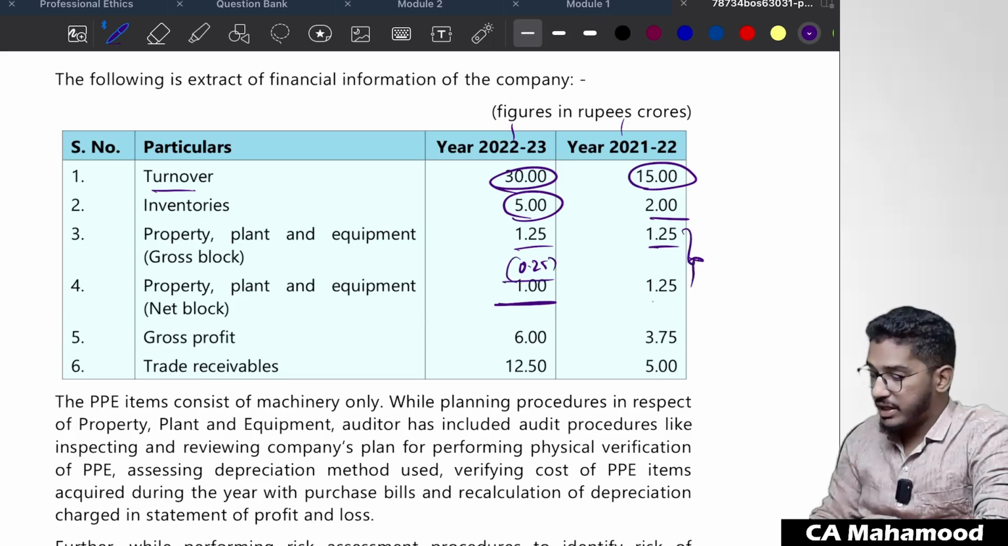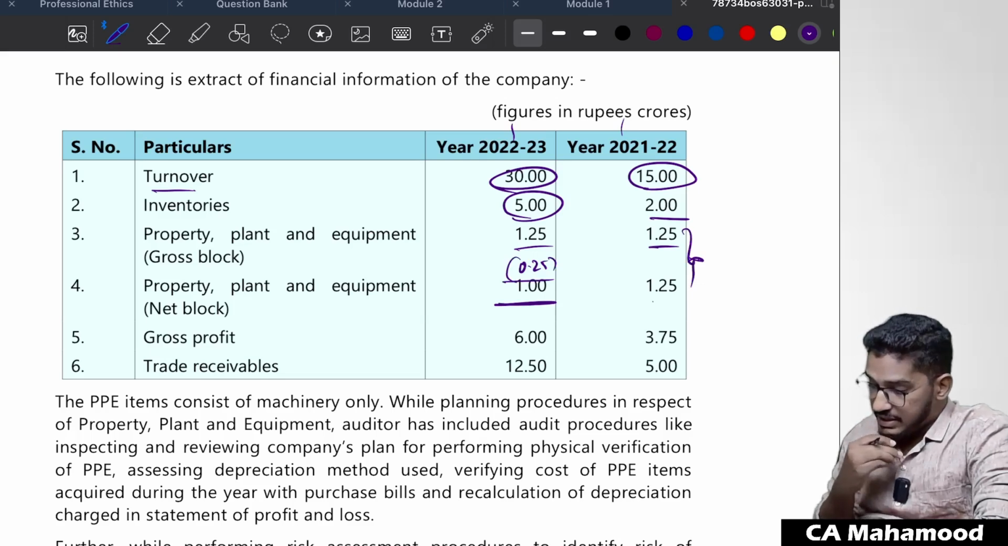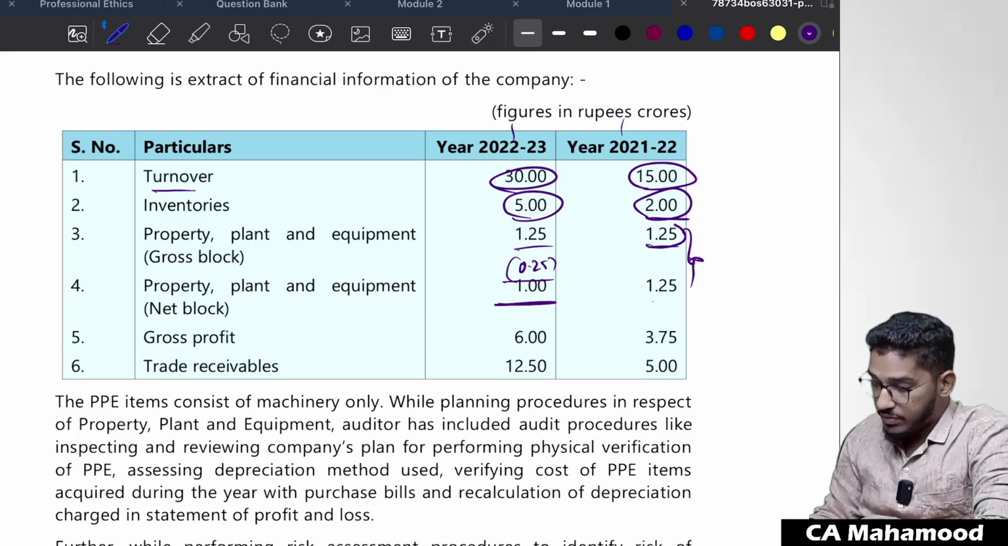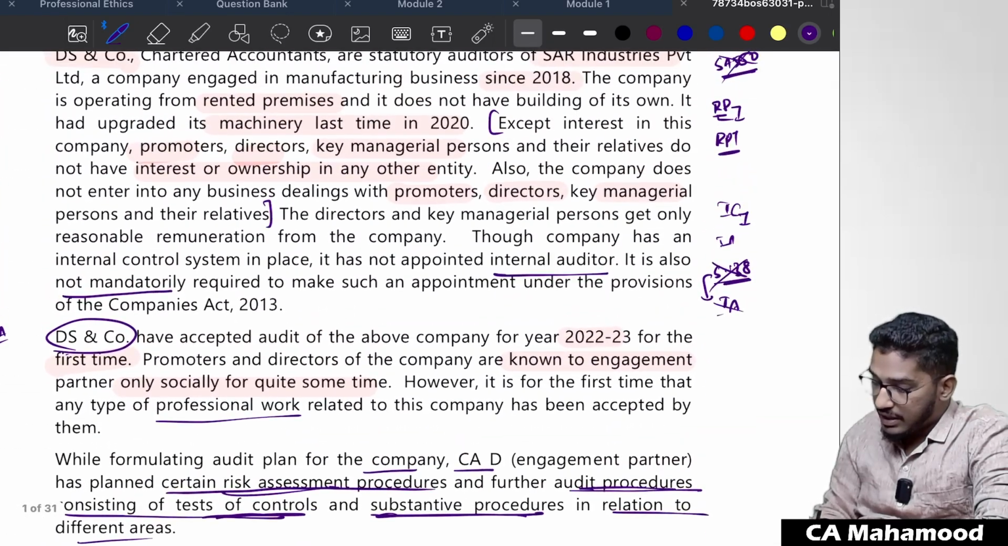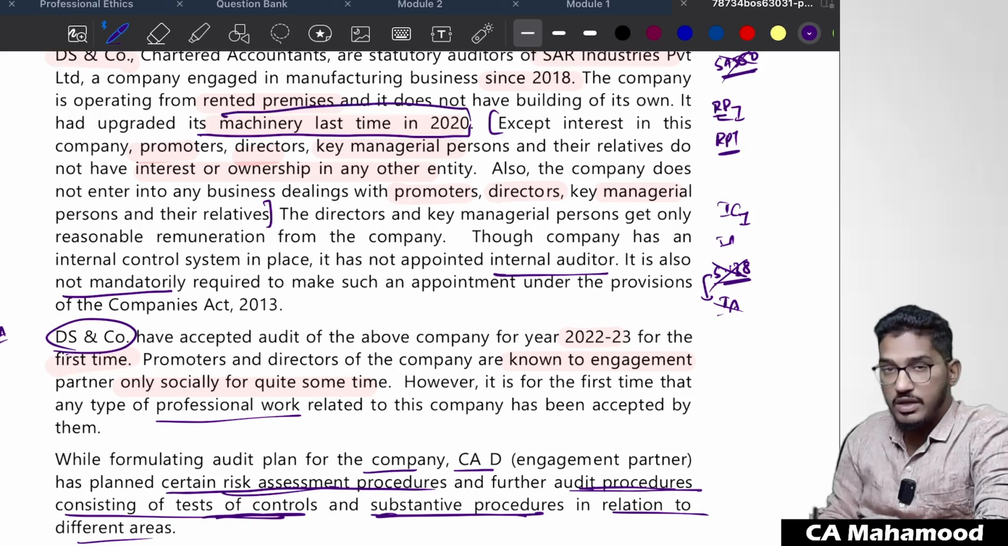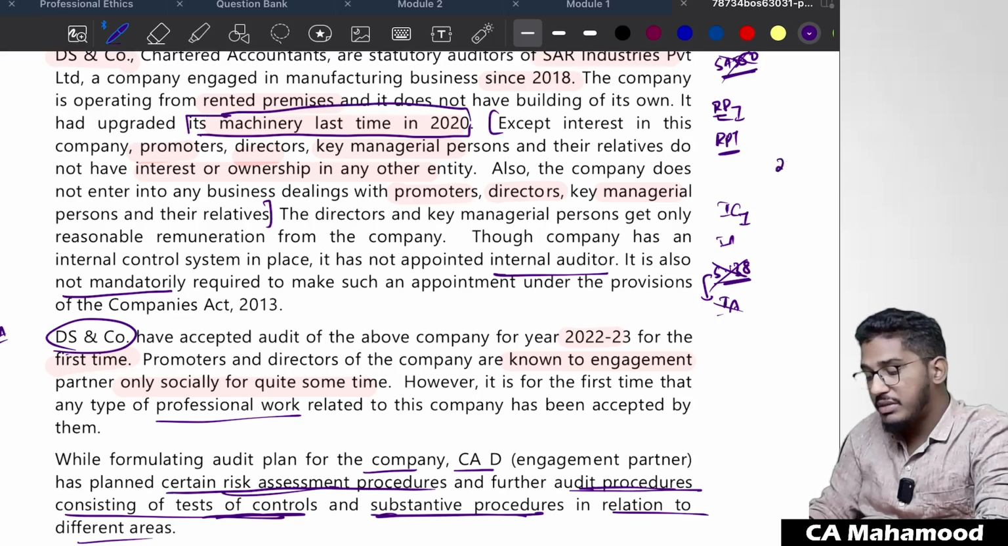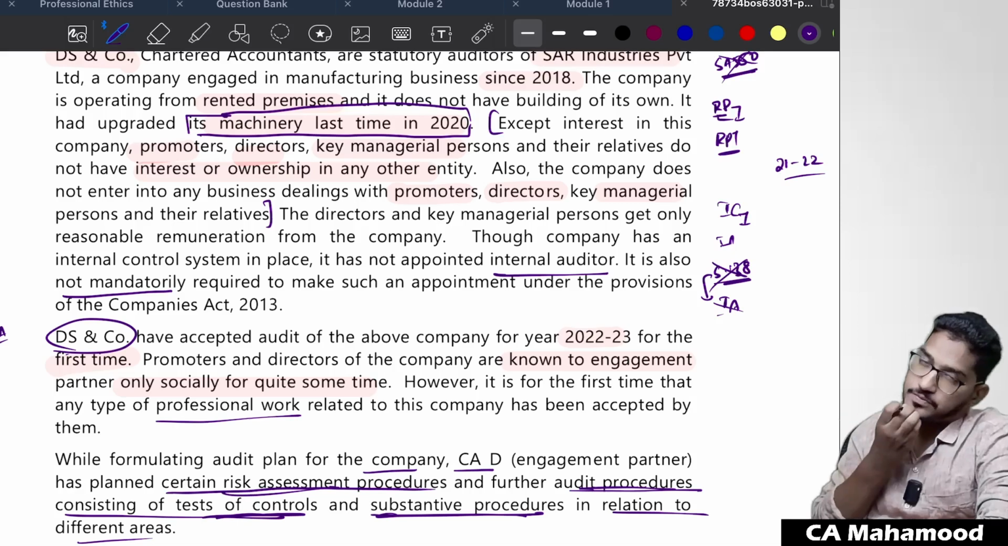See, but here it is a little bit tricky. Here's something you need to observe. In the year 21-22, they told that their property, plant and equipment was 1.25 crores. In the last year, there was no depreciation. If you pay close attention, there was no depreciation charged. Even net block is also 1.25 crores. But this should raise suspicion. Why? Because if you see here, they are telling the company has upgraded its machinery last time in the year 2020. That means the machinery was existing from the year 2020 only. That means there should have been some depreciation even in the year 21-22 also.